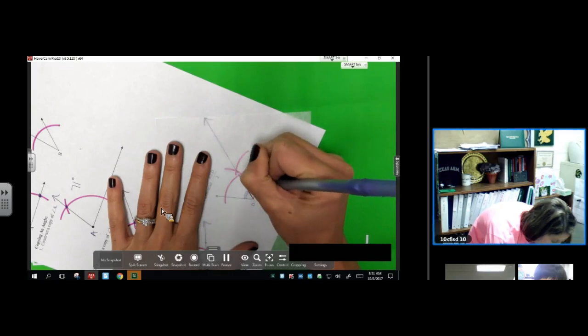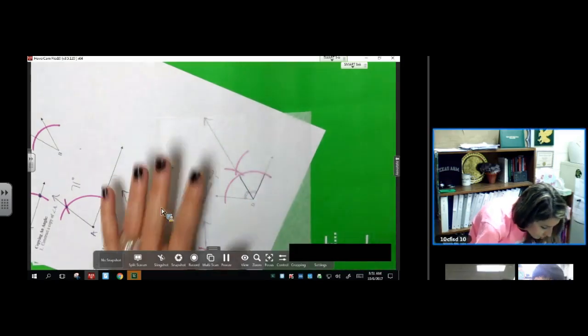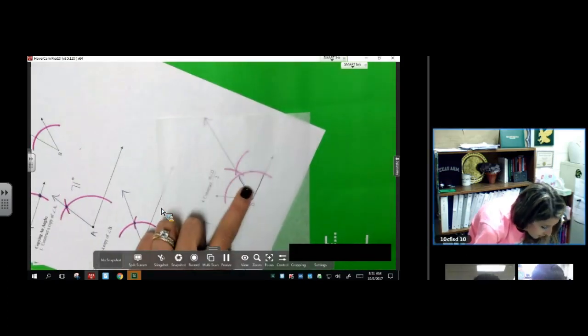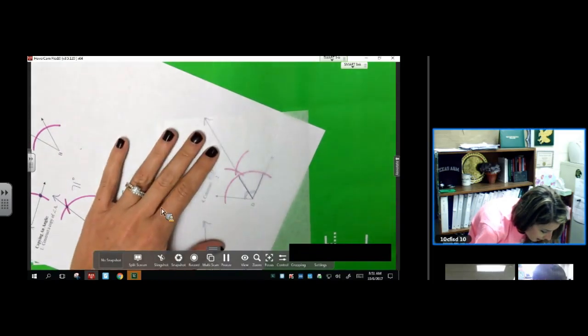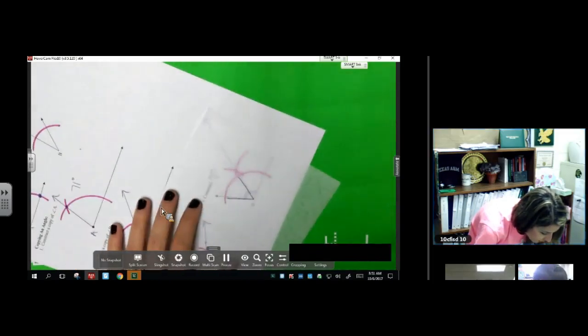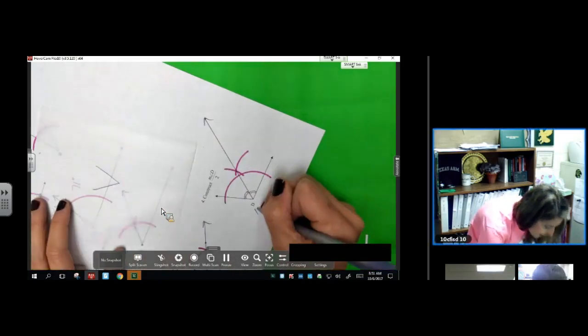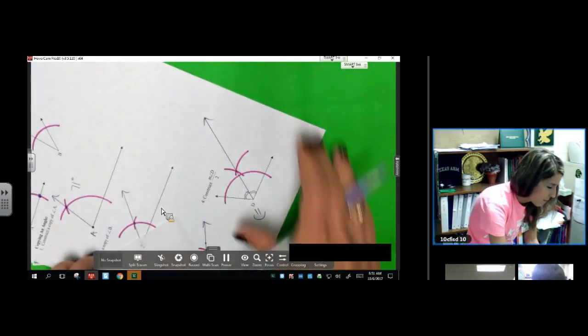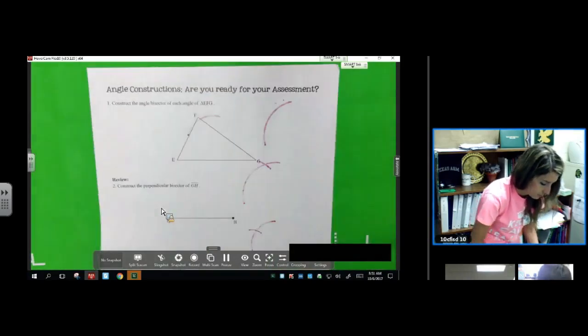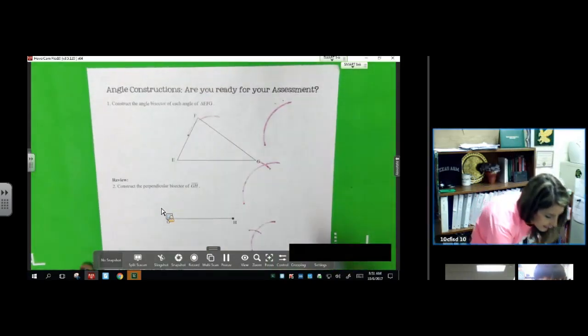So I traced one of my 2 angles, and if this was truly an angle bisector, then that means that I've divided my angle into 2 congruent angles. Ta-da! Yay! Perfect!